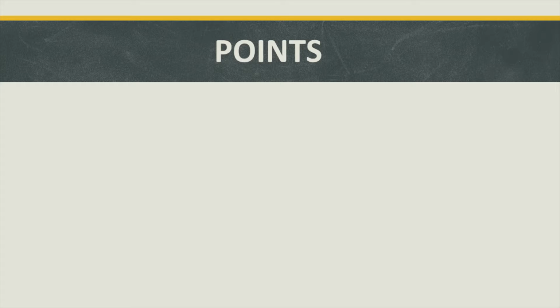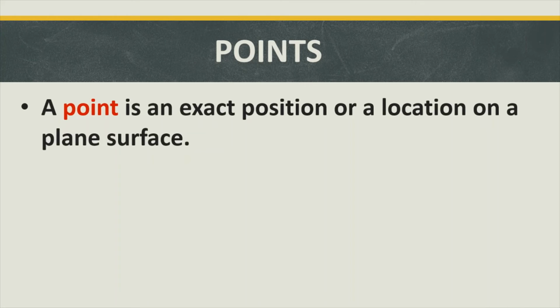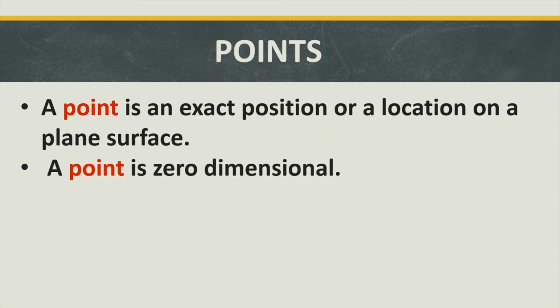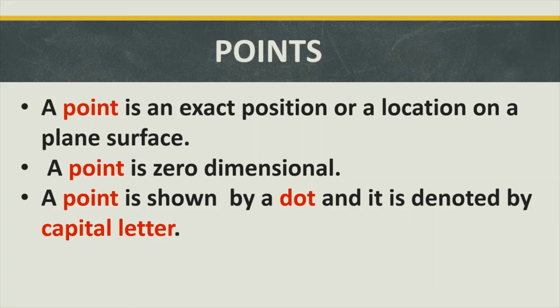Let's move on to points. A point is an exact position or a location on a plane surface. A point is zero-dimensional. As we already know, zero-dimensional means it has no length, width, or height. A point is shown by a dot and it is denoted by a capital letter.